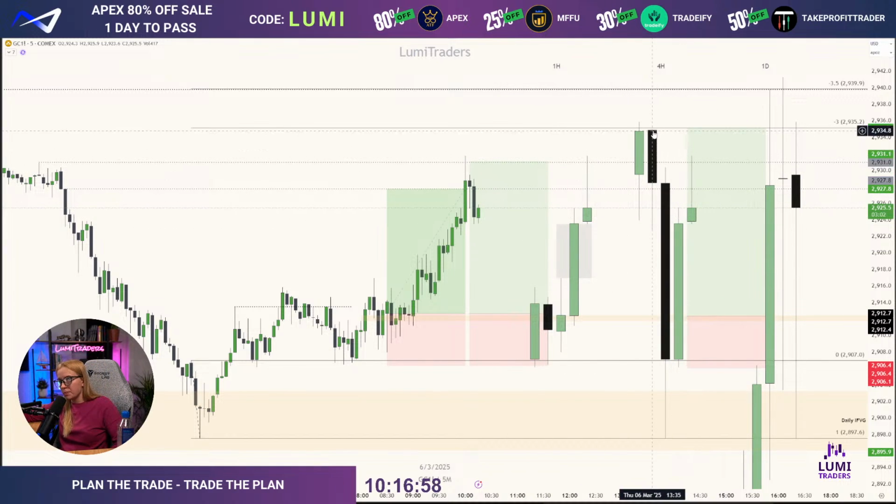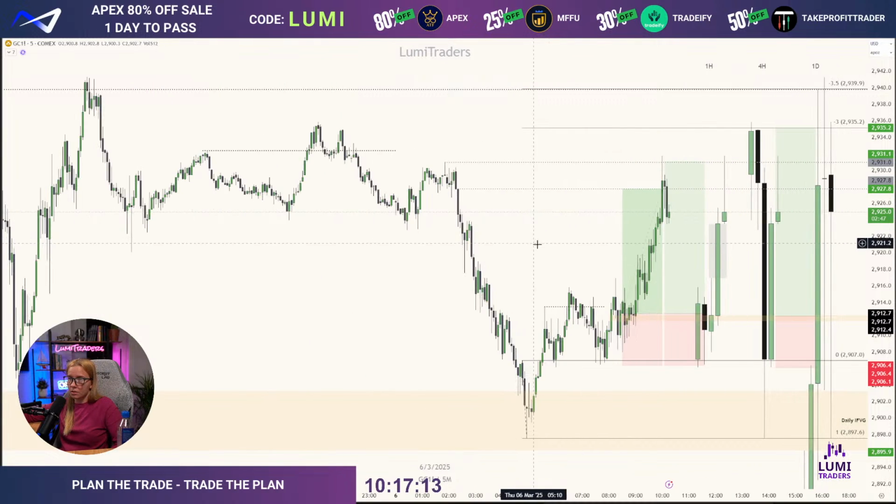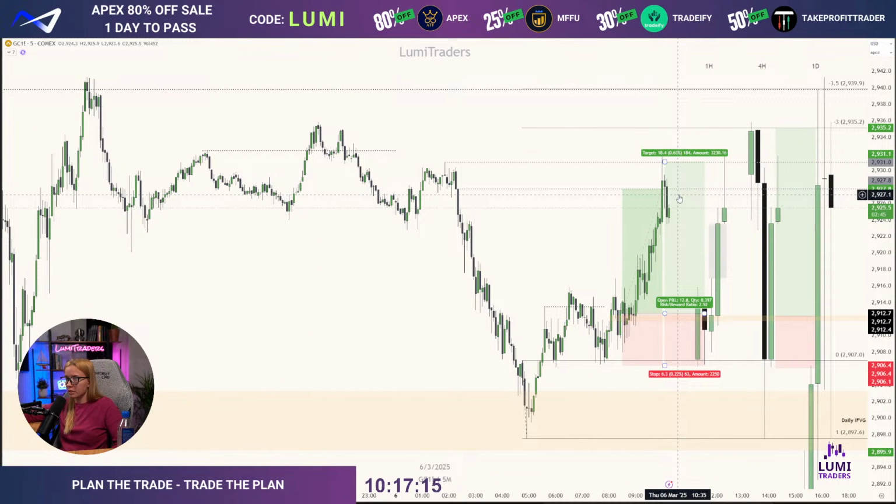I would like to see a sweep of this level right here, of this candle right here, or this high right here. And if it's going to be a closure, then just trace back to this candle range. Right now, I anticipate to see, honestly, continuation higher. Definitely looks like market maker buy model, right?